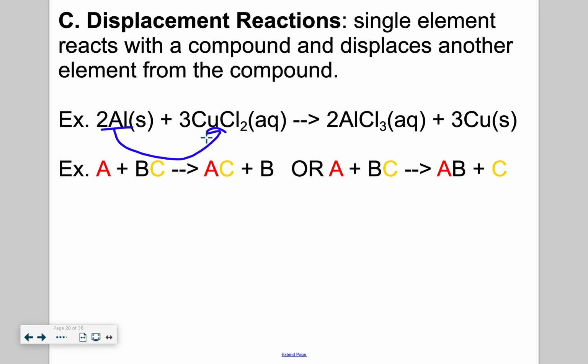So we see that with aluminum and copper chloride. When you take aluminum and you mix it with copper chloride, aluminum will swap places with copper and bond with chloride to get aluminum chloride, and then copper is by itself.